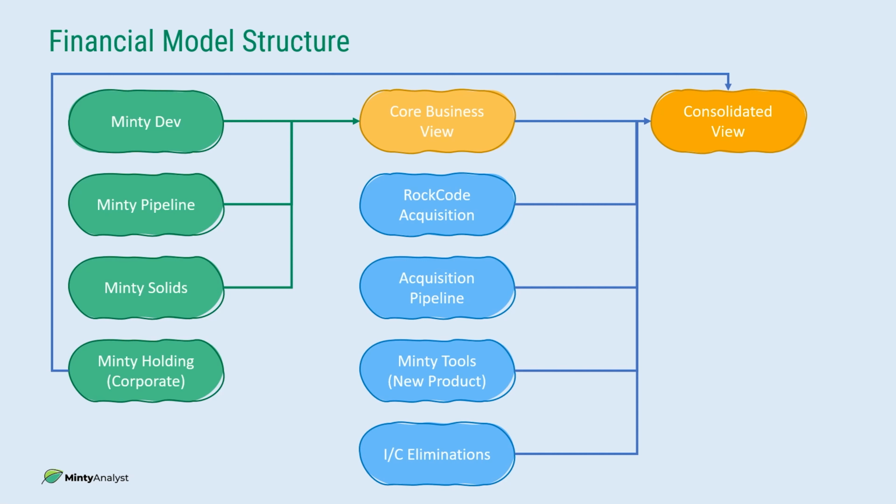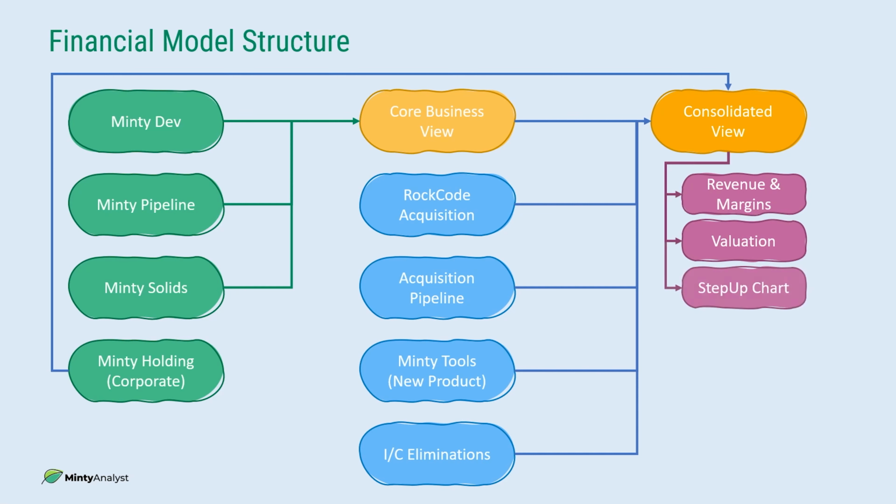From the consolidated view, we'll start working on a few summary views that we can use for different stakeholders. We'll build a revenue and margins summary. We'll also build a valuation page that shows an indicative valuation of the whole group. We'll also build a step-up chart that shows how revenue progresses from year to year for the next 2 years while we're doing most of our acquisitions and our new product launch.